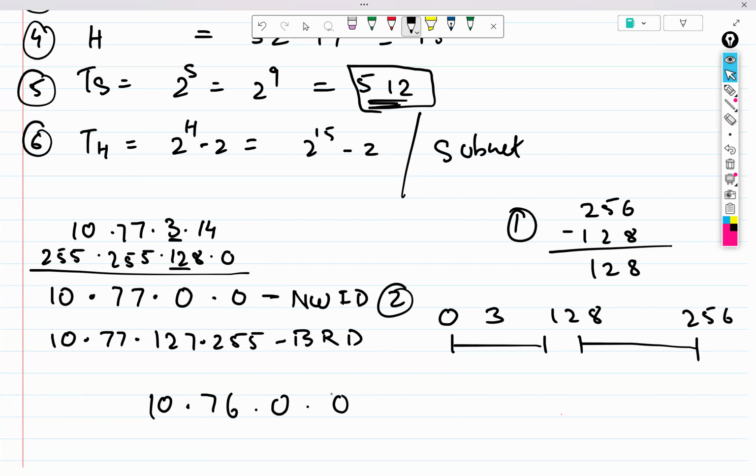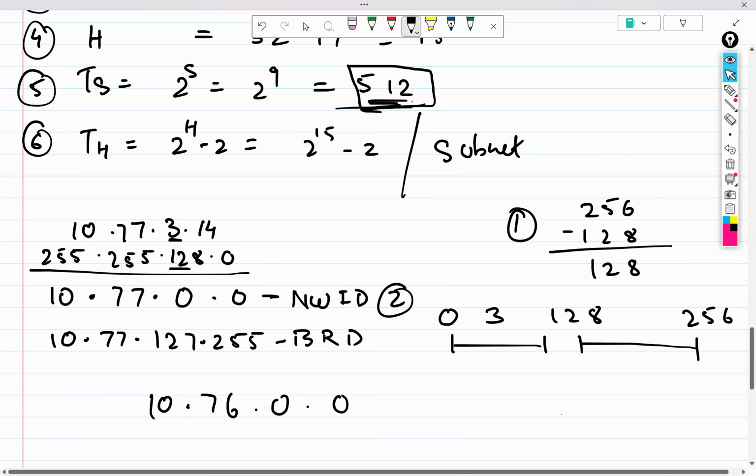Meaning 10.76.0.0. You have 76, 75, 74, and even after 77 you have 78, 79, 80, and so on. For each of 77, 78, 79, 76, and 75 you have 2 subnets. So in total you have 512 subnets, and in each of these subnets you have 2 power 15 minus 2 hosts.